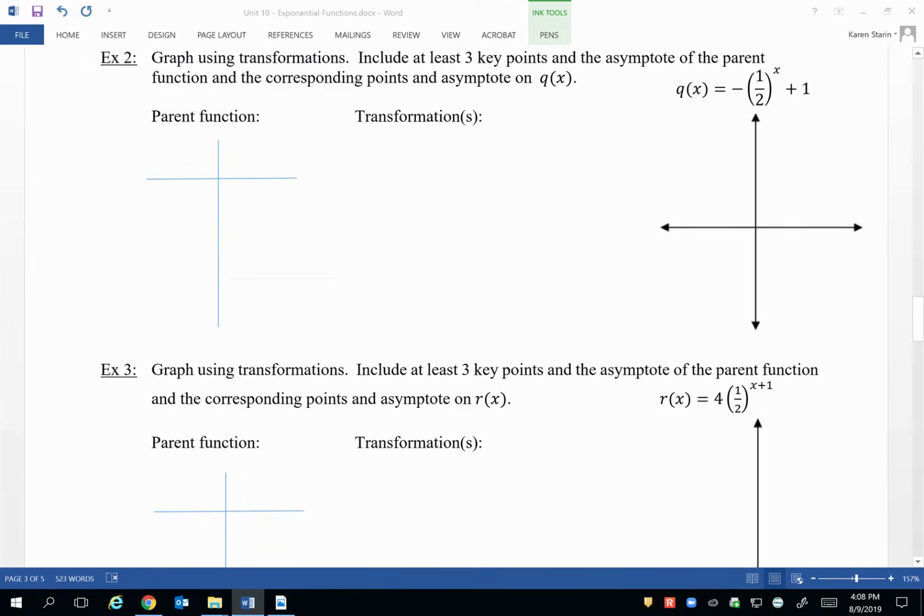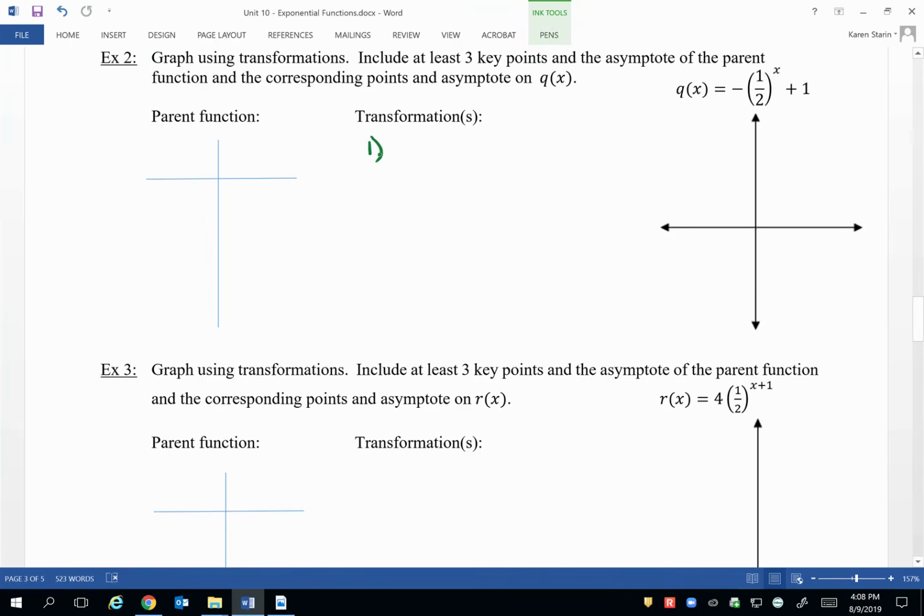Example 2. Let's graph q of x equals negative 1/2 to the x power plus 1. So I see two transformations there. So we first have, let me grab a pen.